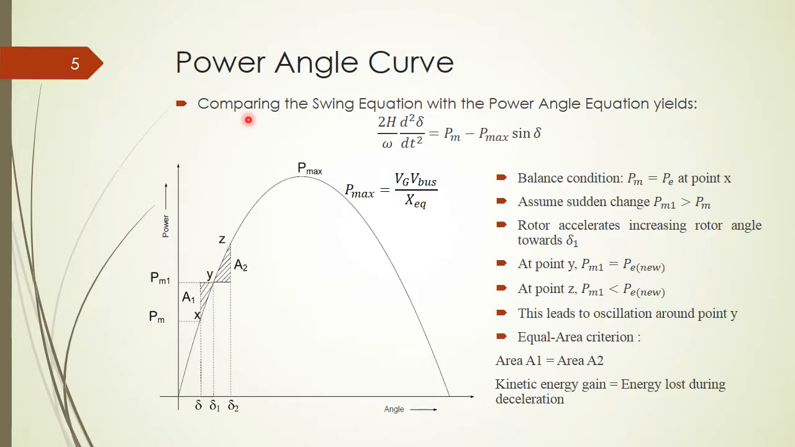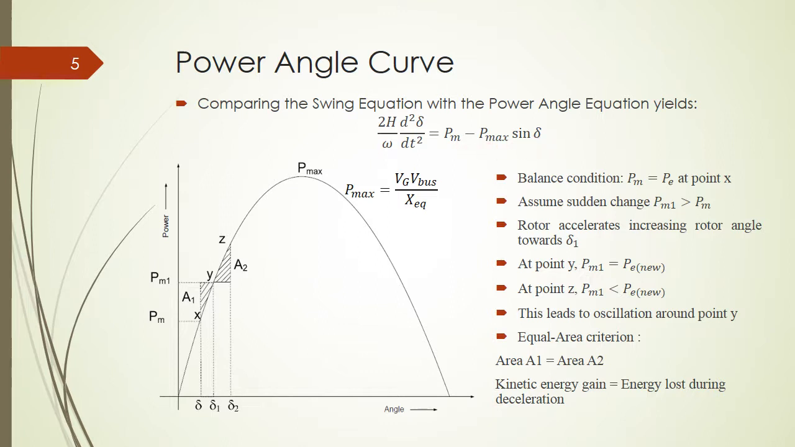So next we compare the swing equation with the power angle equations. So here is the result. On the left hand side, we have the expression that shows the variation of our delta over time, and on the right hand side we have the mechanical and the electrical power.